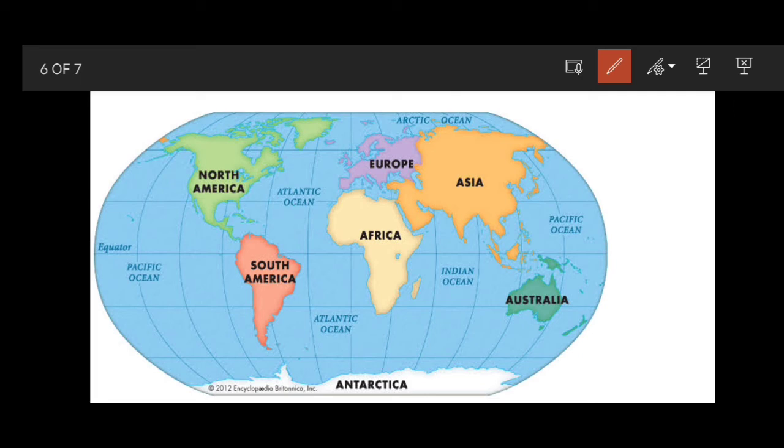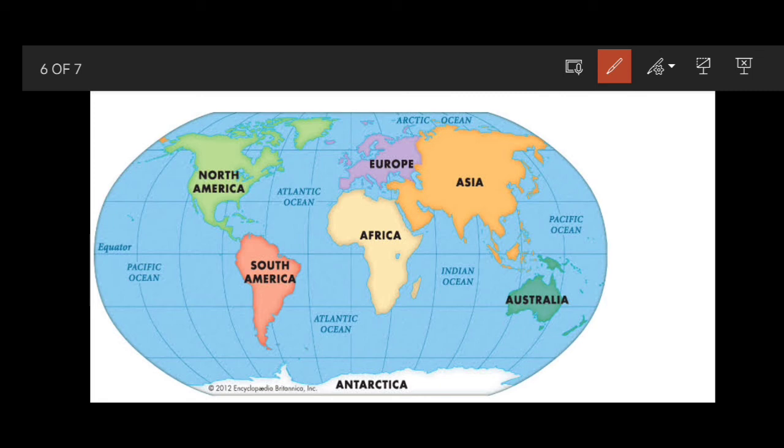An ocean is a large water body covering a huge part of the Earth's surface. Oceans are the largest water bodies found on the surface of the Earth. There are 5 oceans. They are the Arctic Ocean, the Atlantic Ocean, the Pacific Ocean, the Indian Ocean, and the Southern Ocean. The Pacific Ocean is the largest ocean.